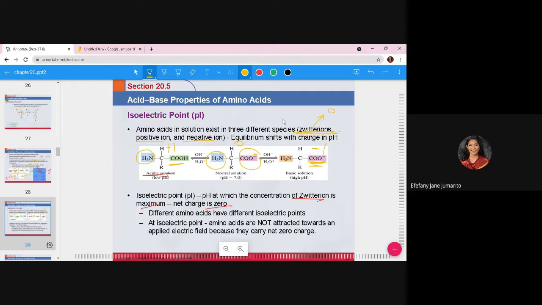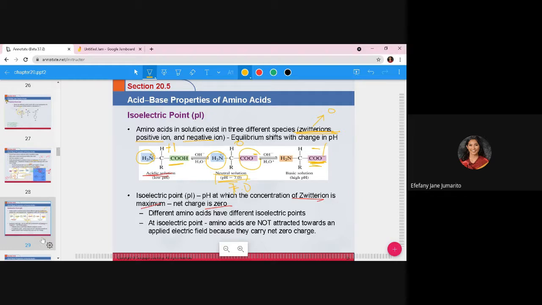So when we say isoelectric point, it's the pH at which the zwitterion exists. So here, the pI is 7.0. Now, let's go to the next example.